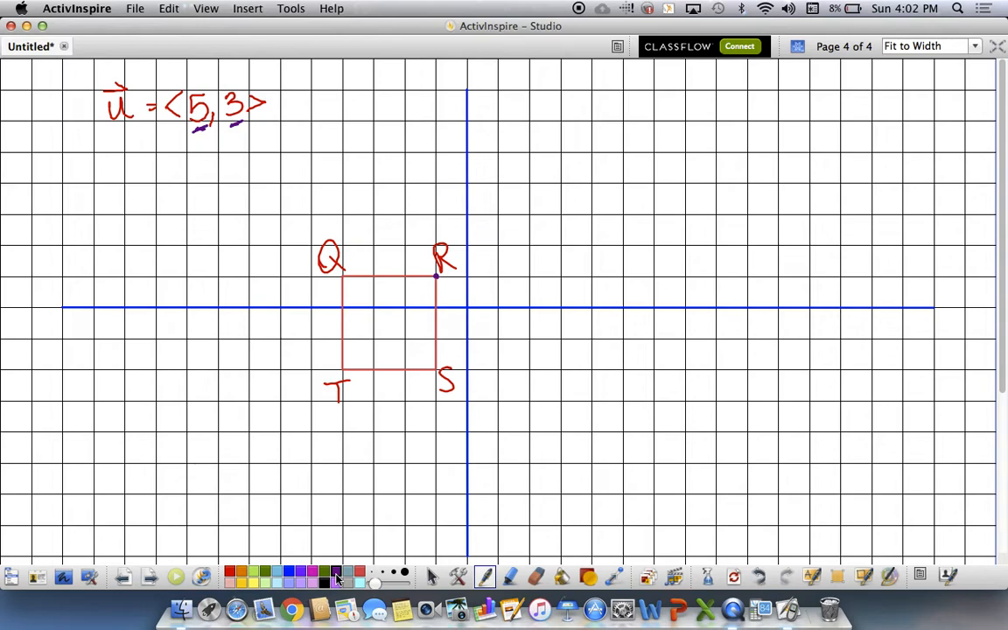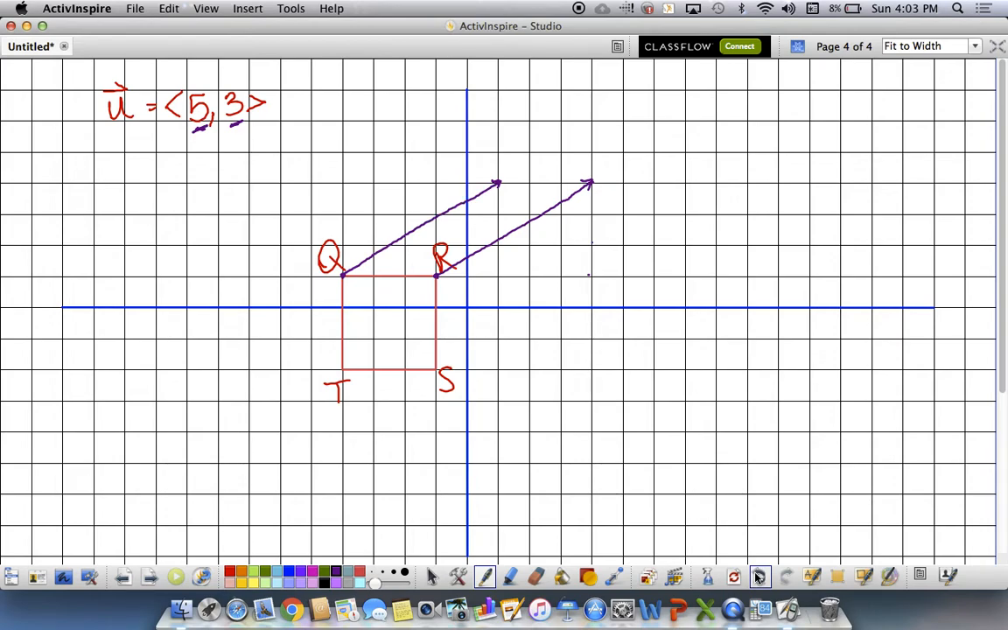So from every vertex, Q, R, S, T, I'm going to go over 1, 2, 3, 4, 5, and up 1, 2, 3. And I'm going to draw a vector from that point. Okay? I'm going to draw a vector from Q. I don't want all those little dots there. So I'm going to start from Q, go over 1, 2, 3, 4, 5, and up 1, 2, 3. We should end with a vector right there.